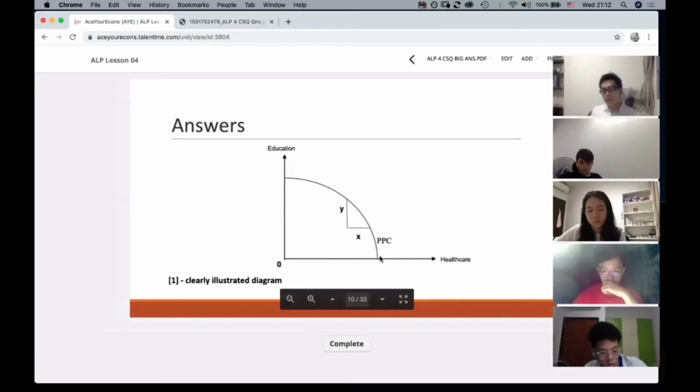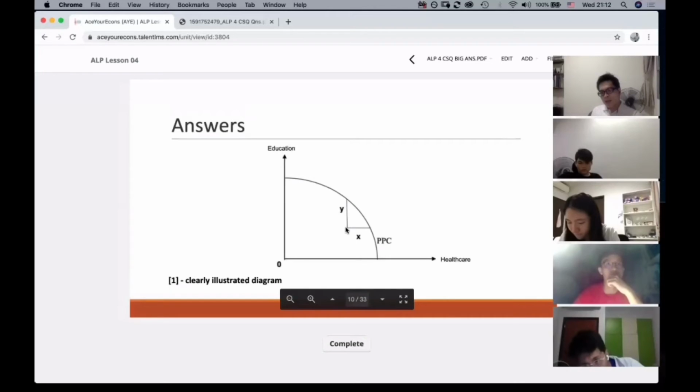For this diagram, you're supposed to label your y-axis and your x-axis clearly. This is your PPC, and you're supposed to illustrate specifically, if you want to produce 1 more unit of education, you have to give up how much healthcare.